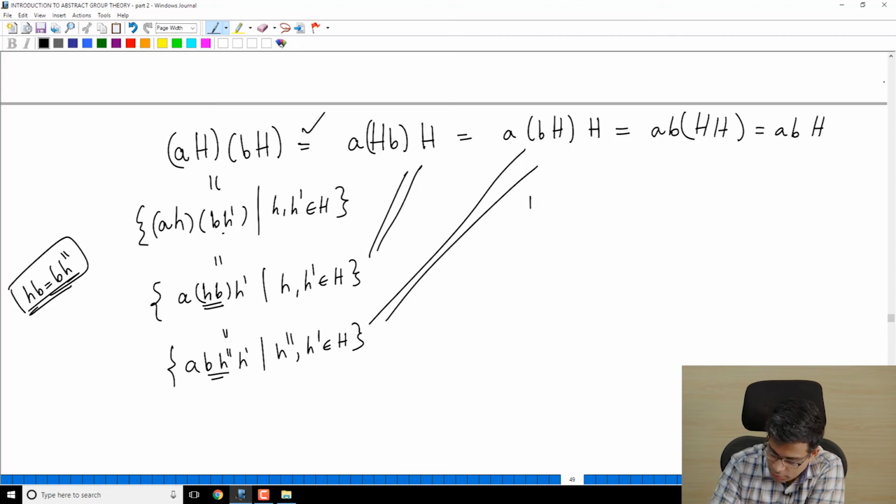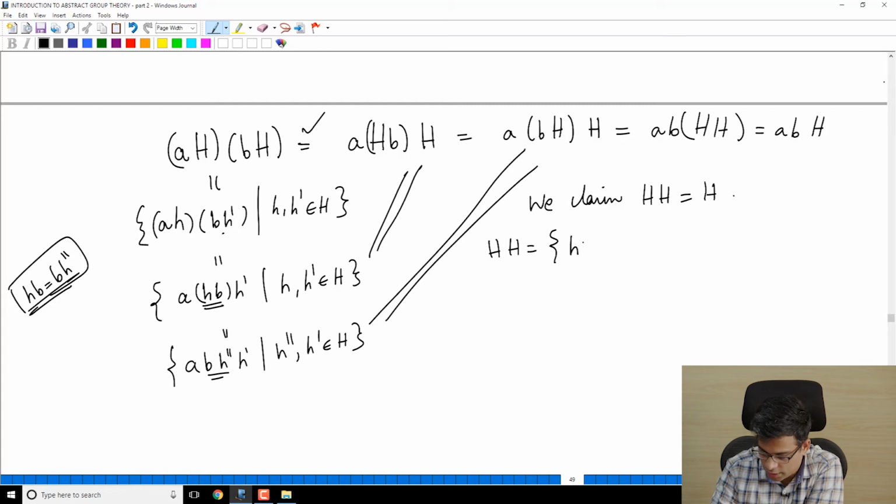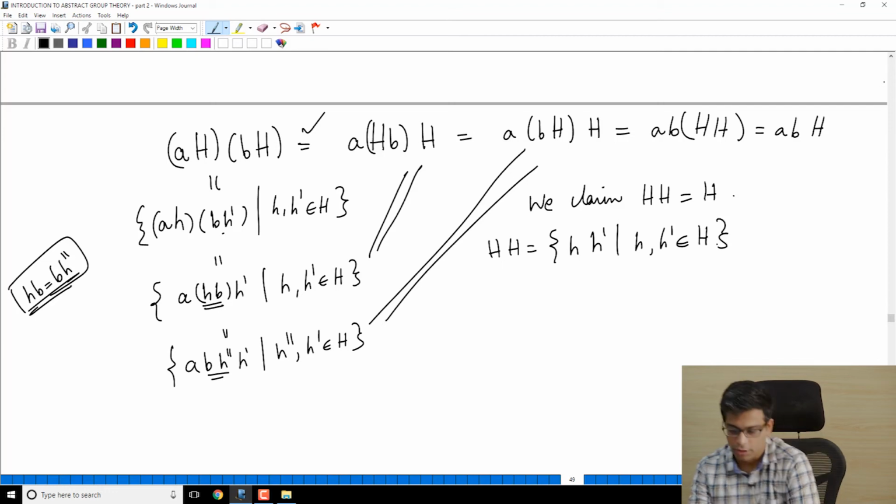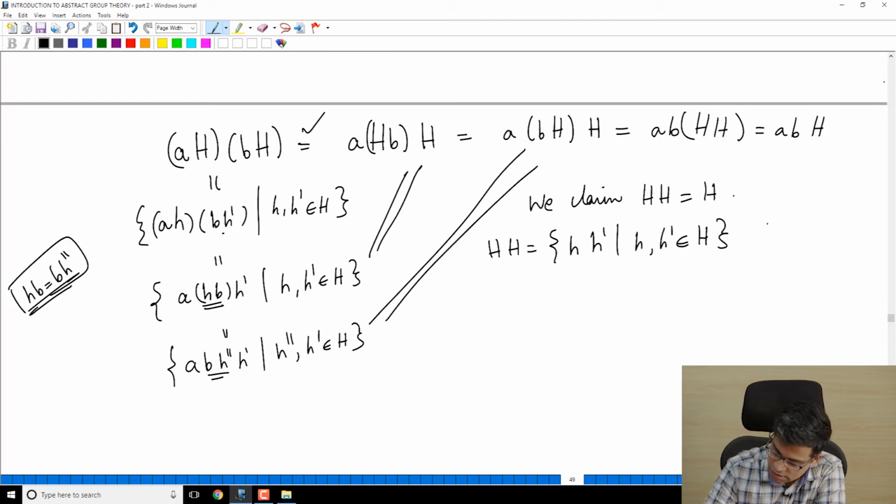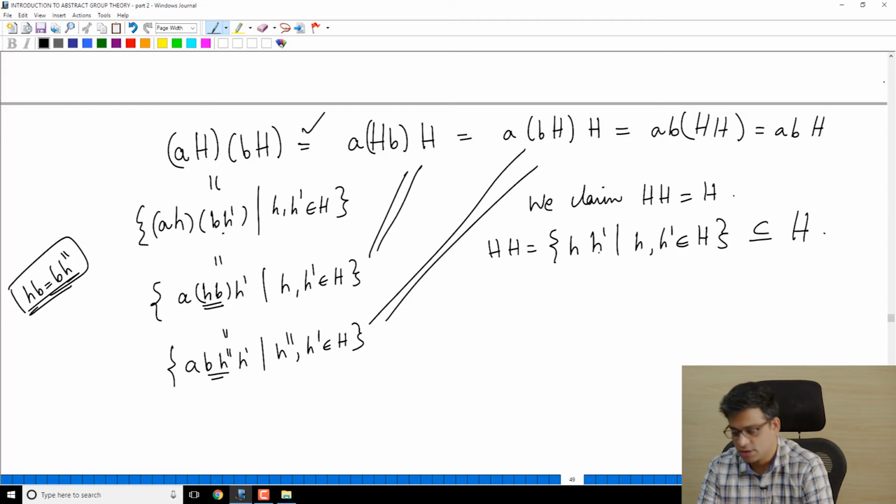So we claim HH equals H. Why? What is HH? It is a product h times h prime, where h and h prime are in H. But if h and h prime are both in H, then h h prime is in H. So this is actually contained in H. HH is contained in H.